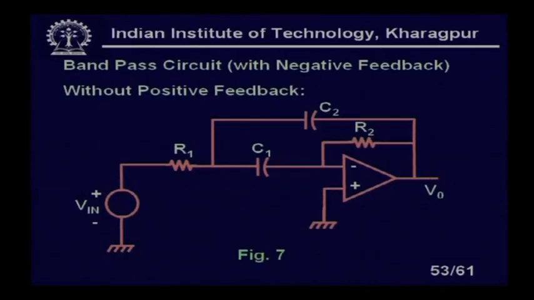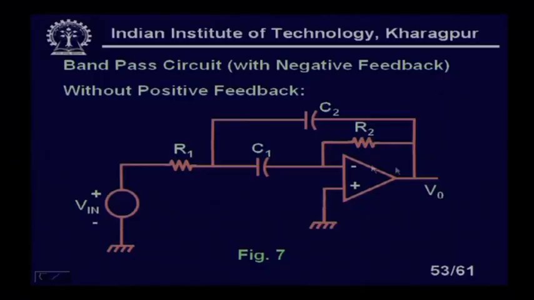Now, the band pass circuit with negative feedback, without positive feedback, looks like this: input, R 1, C 1, C 2, R 2. This type of circuit is also called a multiple feedback circuit. If you look, there is a multiple feedback path: one is this path and another comes through this path, right. So, this is called a multiple feedback circuit, and there is no positive feedback. Positive feedback is not necessary to make the circuit stable. But we have seen that if you give a certain amount of positive feedback, some advantage we will get, which we will discuss after some time.